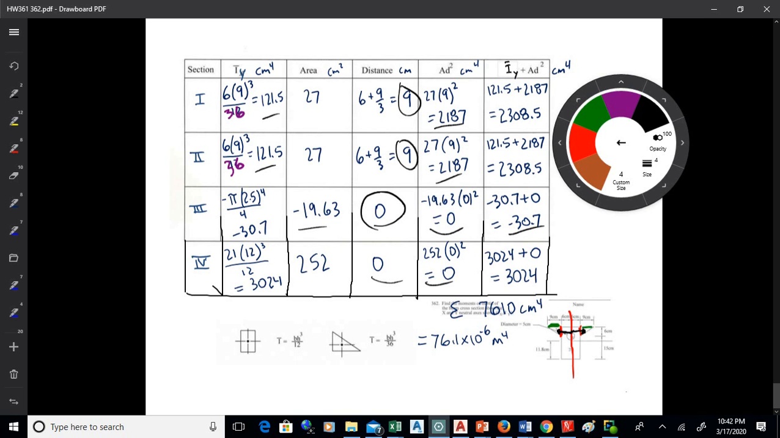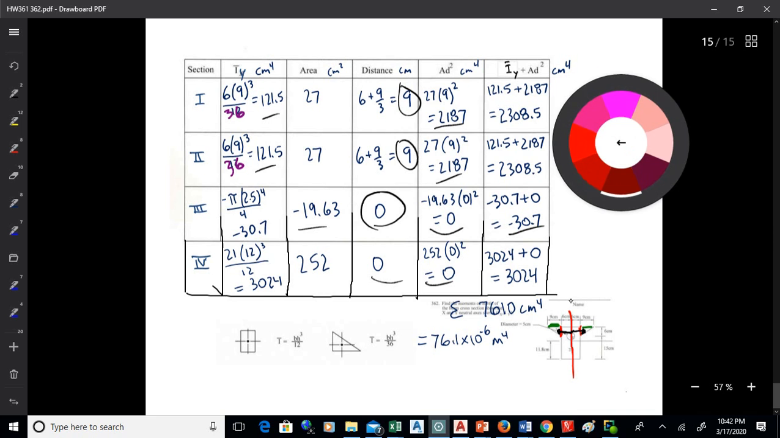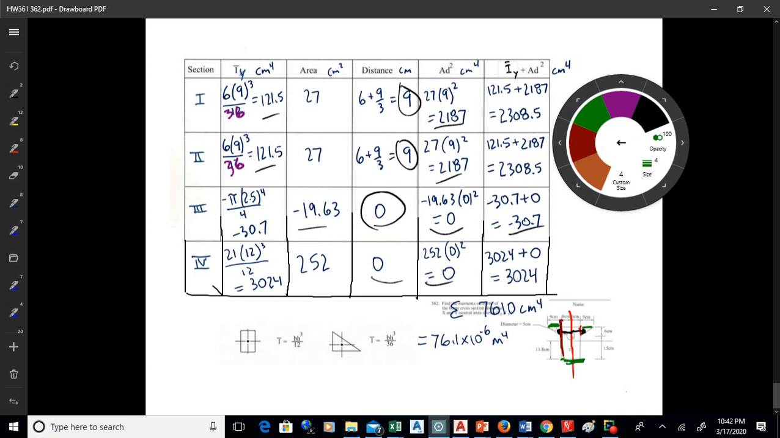For the large rectangle, the base again is parallel to the axis. So that base will run right there. And so that's 21. We'll call the height perpendicular to the axis. So that's going that way. And that is 12. And so it's 21 times 12 cubed over 12. It's 3024. The area is 252, but there's no offset distance. So the AD squared term zeroes out. So you get 3024. And you add that to these values here. Add those all together. You get 7610 centimeters to the 4.